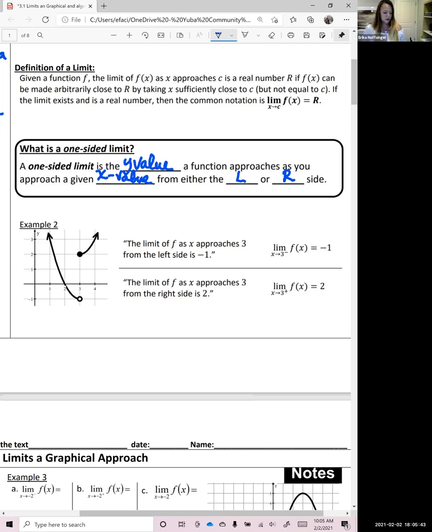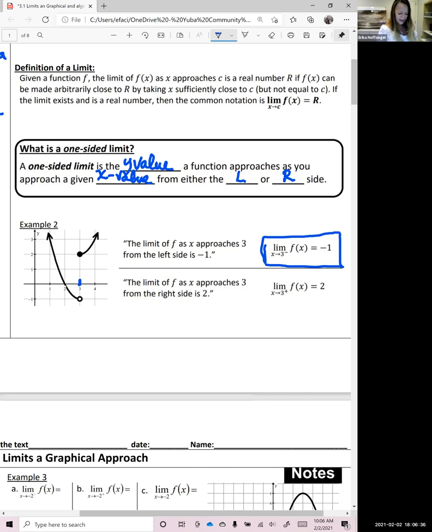So notice in this example 2, that graph has two pieces. There's a jump, and it looks like that jump is at x equals 3. And so that first statement says the limit of f as x is approaching 3 from the left side is -1. And this is how you would write it. To denote that the limit is coming from the left-hand side, you'll have this little negative that looks like an exponent on the x value that you're approaching. So underneath the limit, you have the x variable, the arrow, the number, and then if it's left or right, you'll see either a negative exponent-like thing or a positive one.